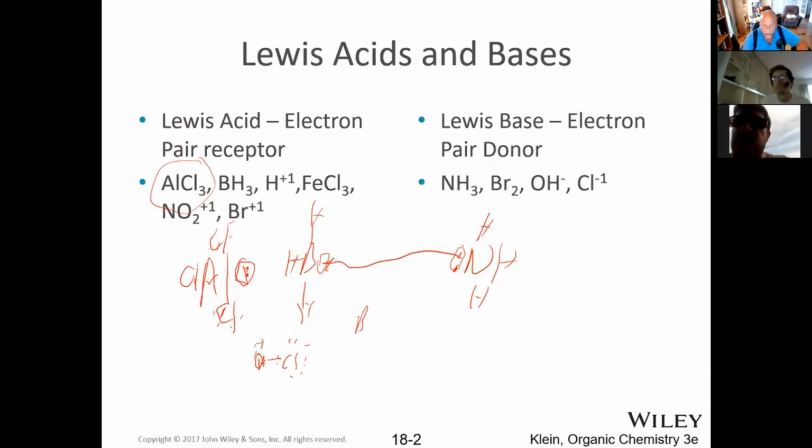See? And then you've got the boron here with the hydrogen around it, like that, and then the nitrogen, and then the hydrogen around that one. So basically that's a compound formed from the combination of them. That shows this is an electron pair donor, and this is an electron pair receptor.